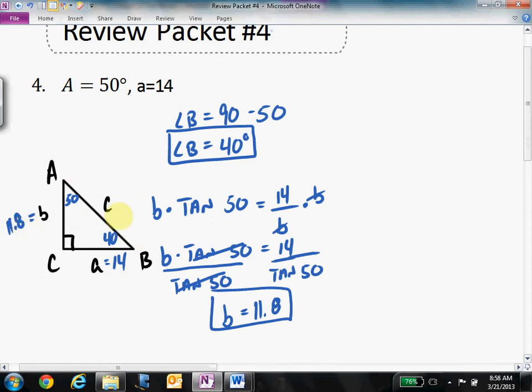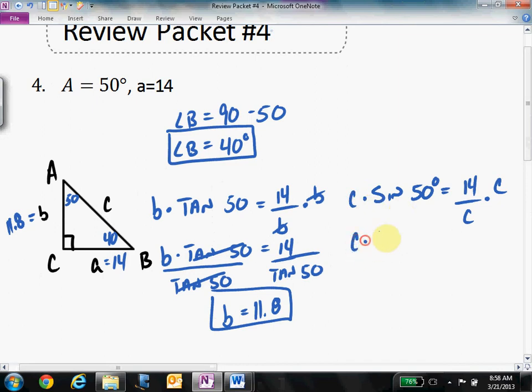The last thing I have to now find is side C. So I'm going to go back to the original angle that was given to me, which is 50 degrees. The original side was 14, so I have opposite, and I'm trying to find the hypotenuse. What trig function deals with the opposite side and the hypotenuse? That's sine. So sine of 50 degrees is equal to opposite, which is 14, over the hypotenuse, which is C. Again, I want to solve for C, so I need to get it out of the denominator, so I'm going to multiply both sides by C.